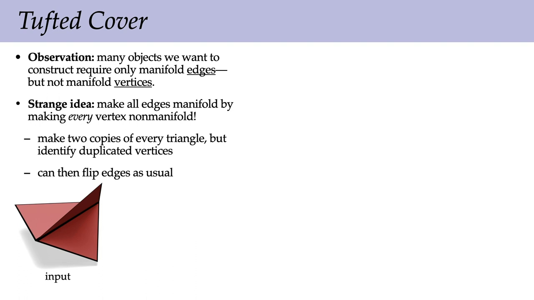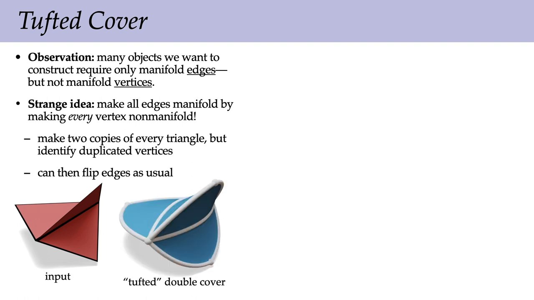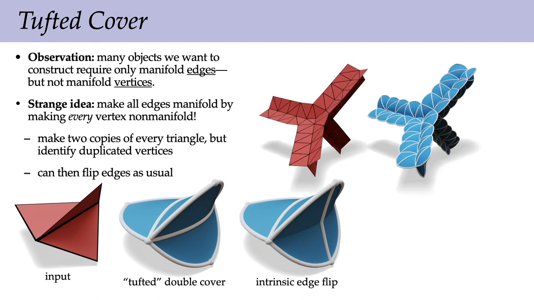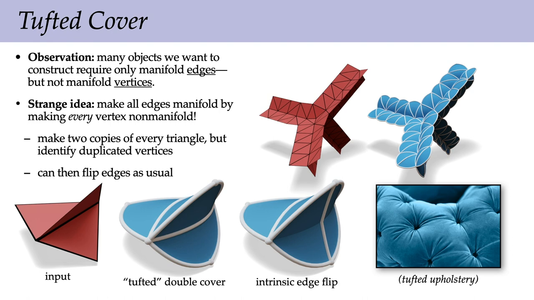as usual. So for visual explanation, if we start with some non-manifold mesh, here a simple one with just three triangles, then we can construct the tufted cover, do our intrinsic Delaunay edge flips on the tufted cover, and then read off the Laplace matrix or anything else we might want from that intrinsic Delaunay triangulation of the tufted cover. We call it the tufted cover because it looks a bit like tufted upholstery, where the vertices are like buttons. Notice that when we visualize the tufted cover, we displace the faces by bubbling them out so that you can look at them, but this is just for visualization. The geometry is always the usual Euclidean geometry.